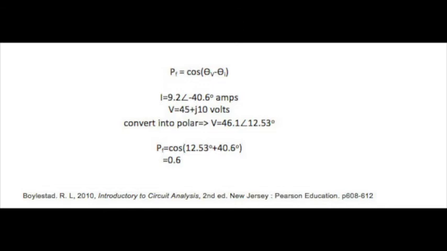We found that our current for the circuit was equal to 9.2 angle -40.6 amps. We were given a voltage of V is equal to 45 + j10 V. Converting this into polar form, we have a voltage of 46.1 angle 12.53 volts. Now substituting our angles for voltage and current in our power factor formula, we have a resulting power factor of 0.6.